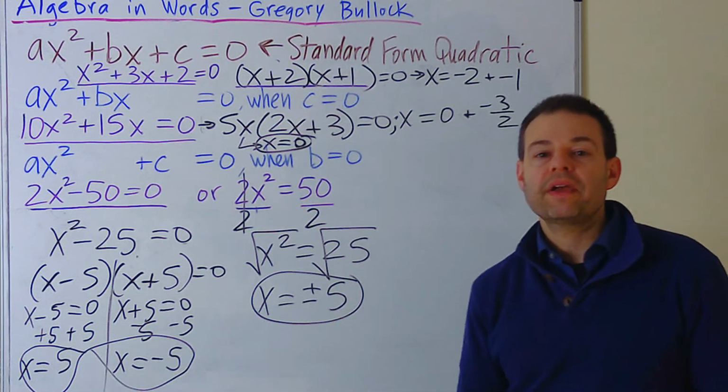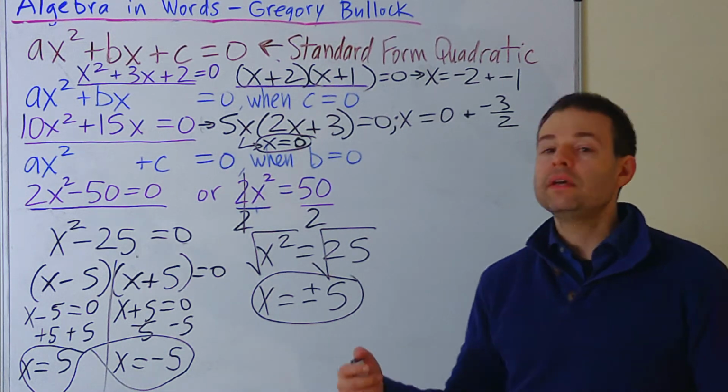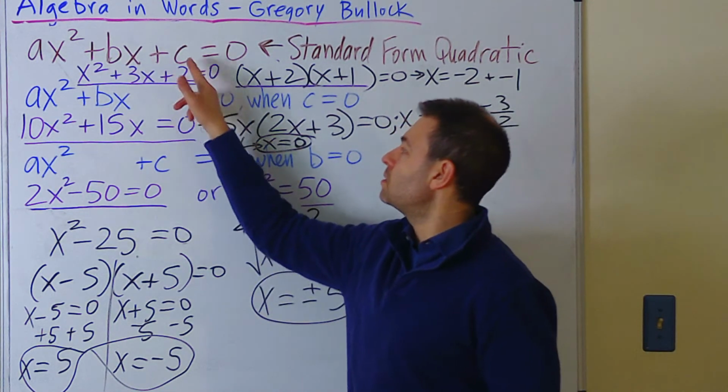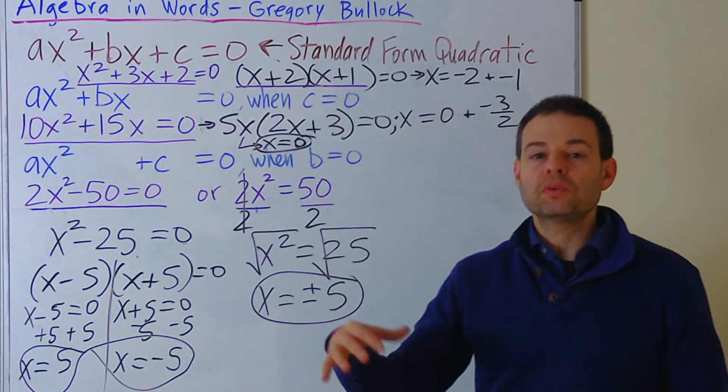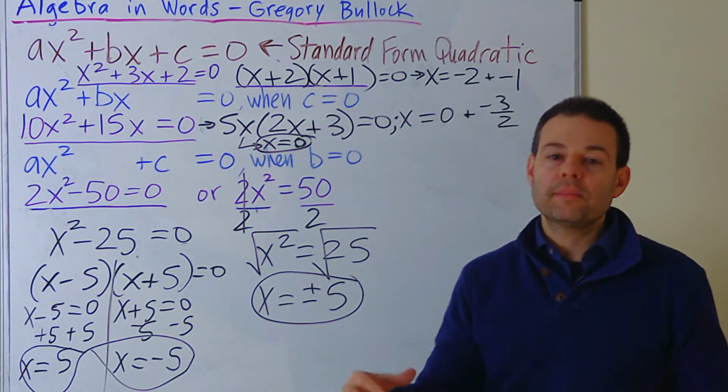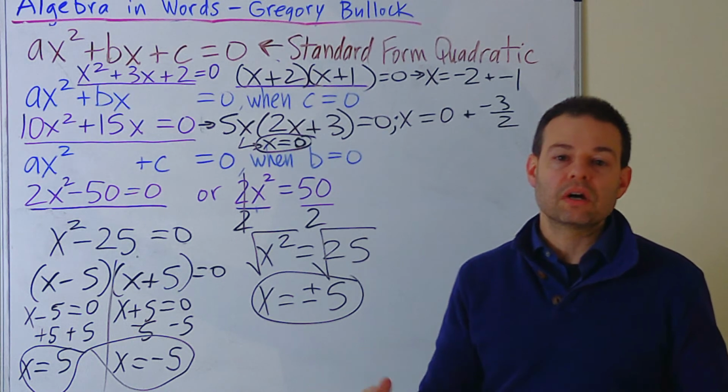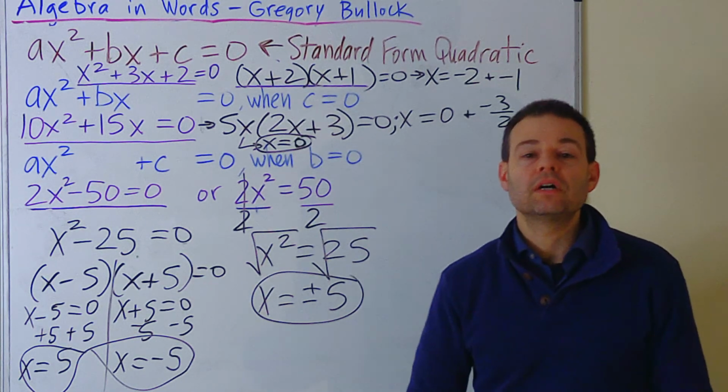Also, the one that I erased is when the b term and the c term are 0, and you only have something like ax squared equals 0, and in that case, automatically you could say x equals 0. So that concludes this video.